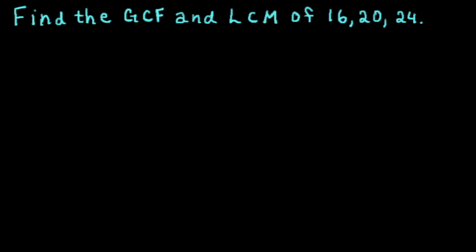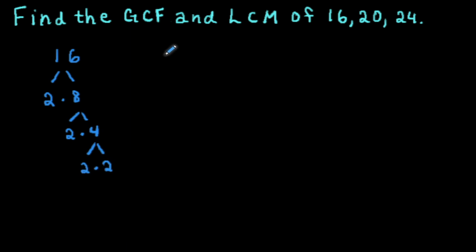Hello, in this lesson, we'll be covering three different methods for finding the GCF and LCM of 16, 20, and 24. So let's begin with 16. The first method we're going to focus on is factor trees. So 16 can be decomposed into 2 times 8, and then 8 is 2 times 4, and then 4 is 2 times 2.